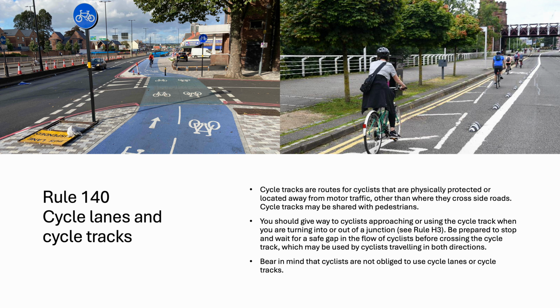Cycle tracks may be shared with pedestrians. You should give way to cyclists approaching or using the cycle track when you are turning into or out of a junction. See Rule H3. Be prepared to stop and wait for a safe gap in the flow of cyclists before crossing the cycle track, which may be used by cyclists travelling in both directions. Bear in mind that cyclists are not obliged to use cycle lanes or cycle tracks.